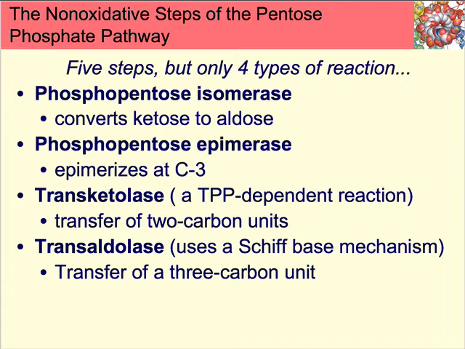Let's take a look at the non-oxidative steps. There are 5 steps, but really only 4 kinds of reaction. The phosphopentose isomerase reaction converts a ketose to an aldose. The phosphopentose epimerase does an epimerization at carbon 3. The transketolase reaction is thiamine pyrophosphate dependent and transfers 2 carbon units. And finally, the transaldolase reaction uses a Schiff base mechanism to transfer 3 carbon units.